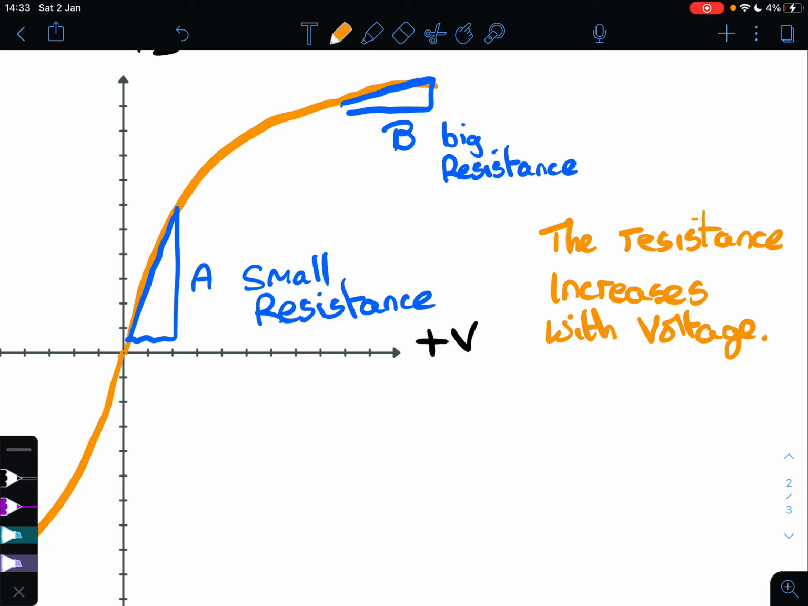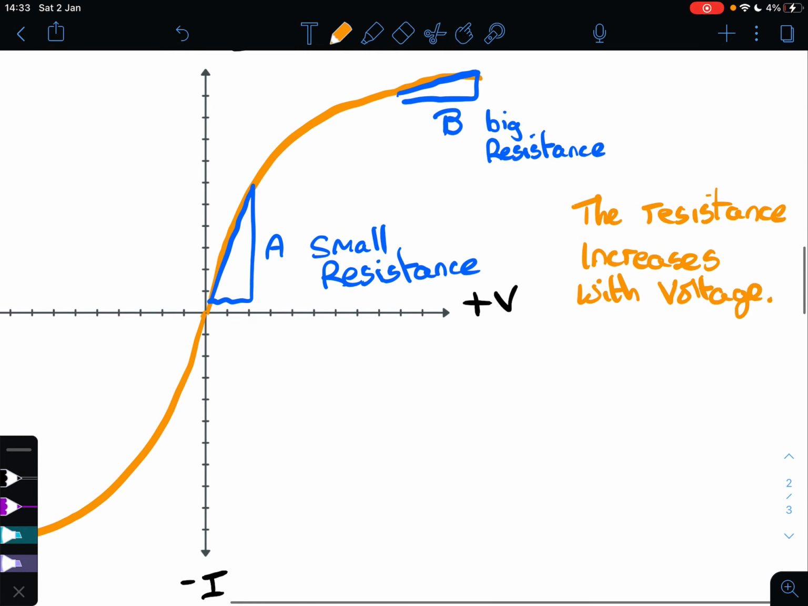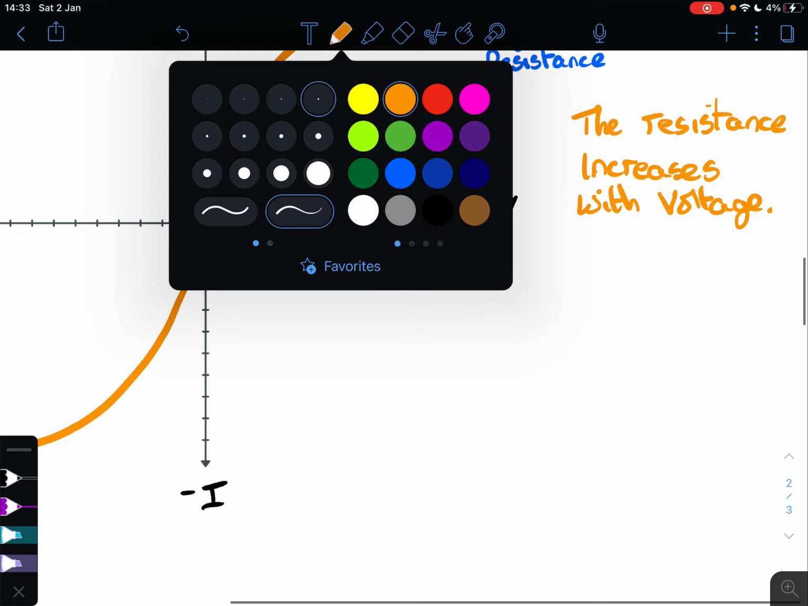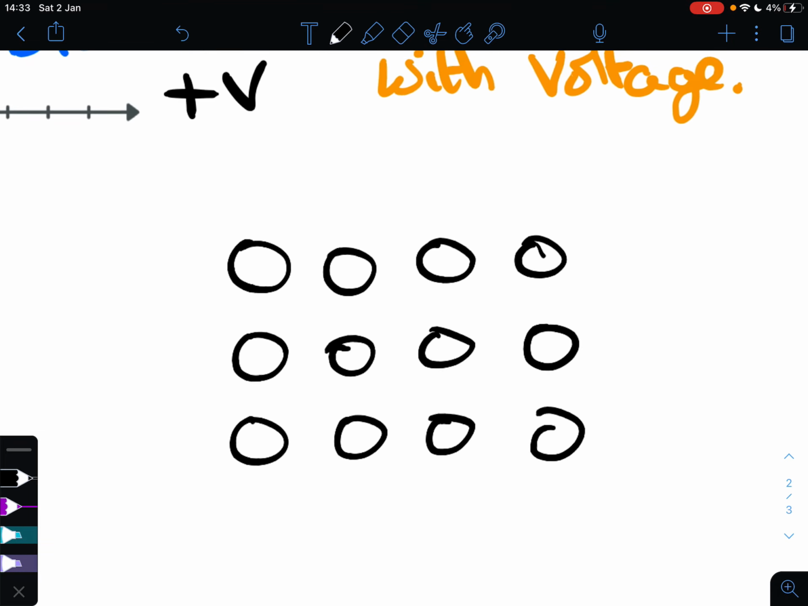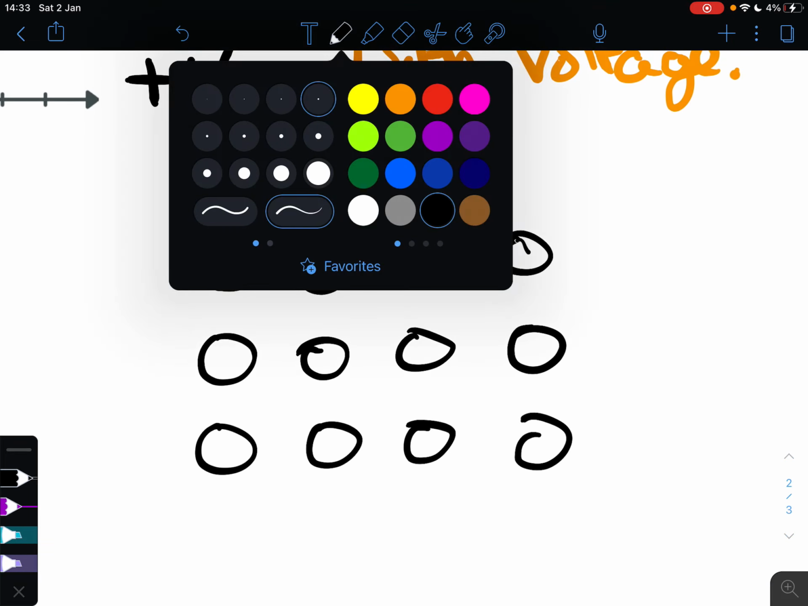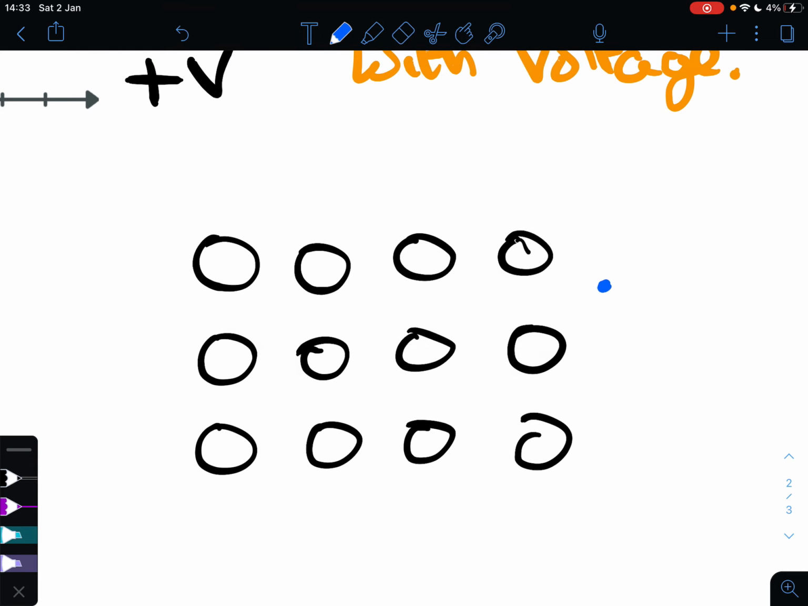Now, the question is why? Why would the resistance of this go up when on the wire it didn't? Well, if we looked inside a piece of metal, we'd see some atoms. And we've talked about this just before we broke up. Here we've got some atoms in a lattice, a regular shape, and dotted inside are the electrons. So I'll get some electrons like so.